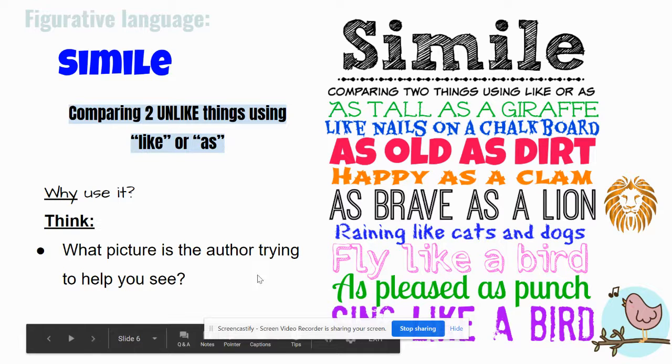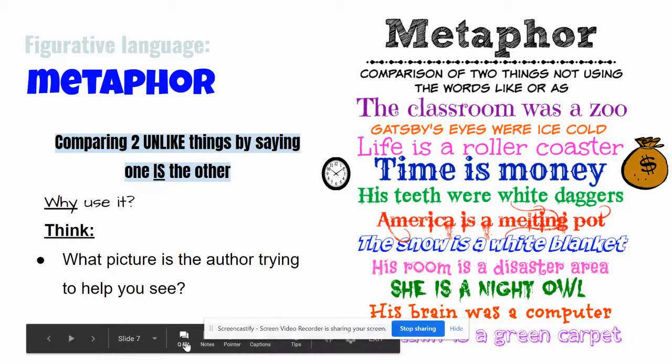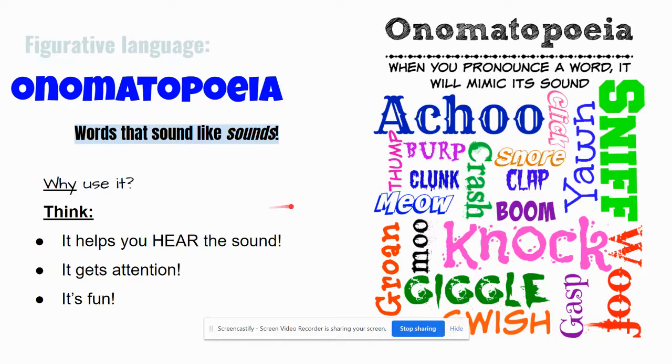Okay, simile, you guys know what this is, where you're comparing two unlike things using like or as. So as brave as a lion, for instance. Get my pointer, there we are. Metaphor, that's similar to a simile, that's where you're comparing two things by saying that one is the other. And onomatopoeia, you guys all know what this is. This is when you have a word that sounds like the sound it makes. So like achoo sounds like a sneeze.